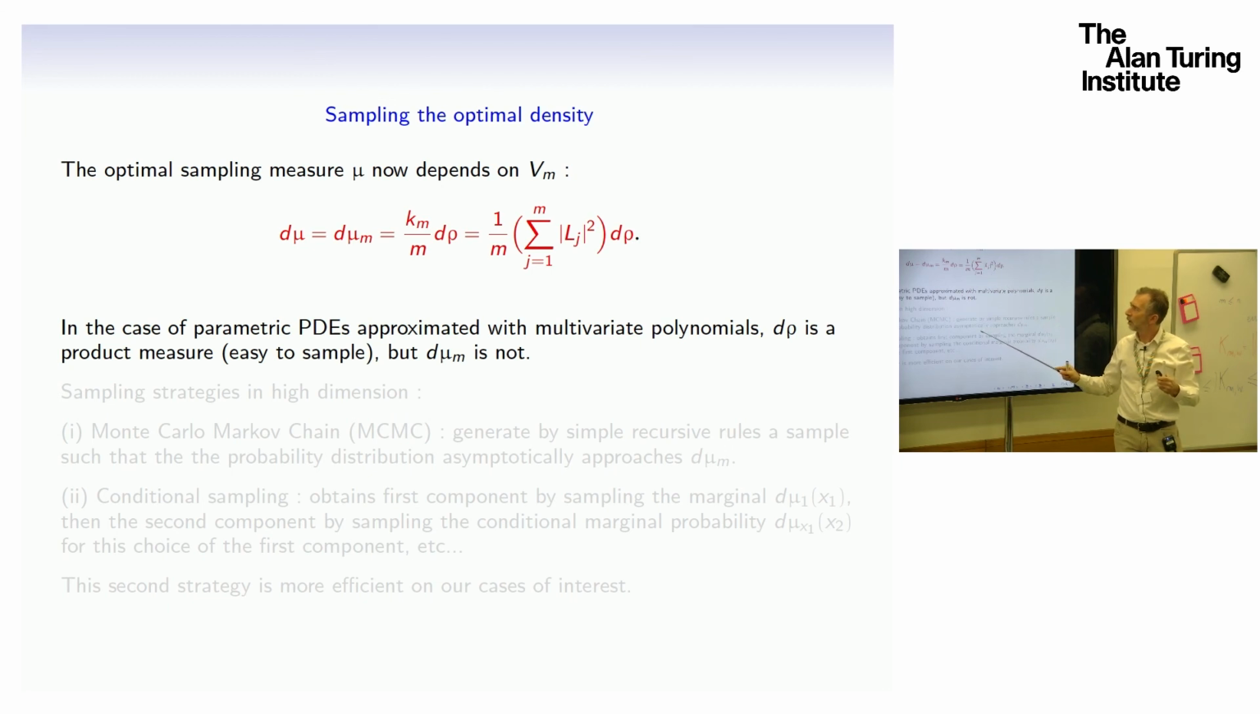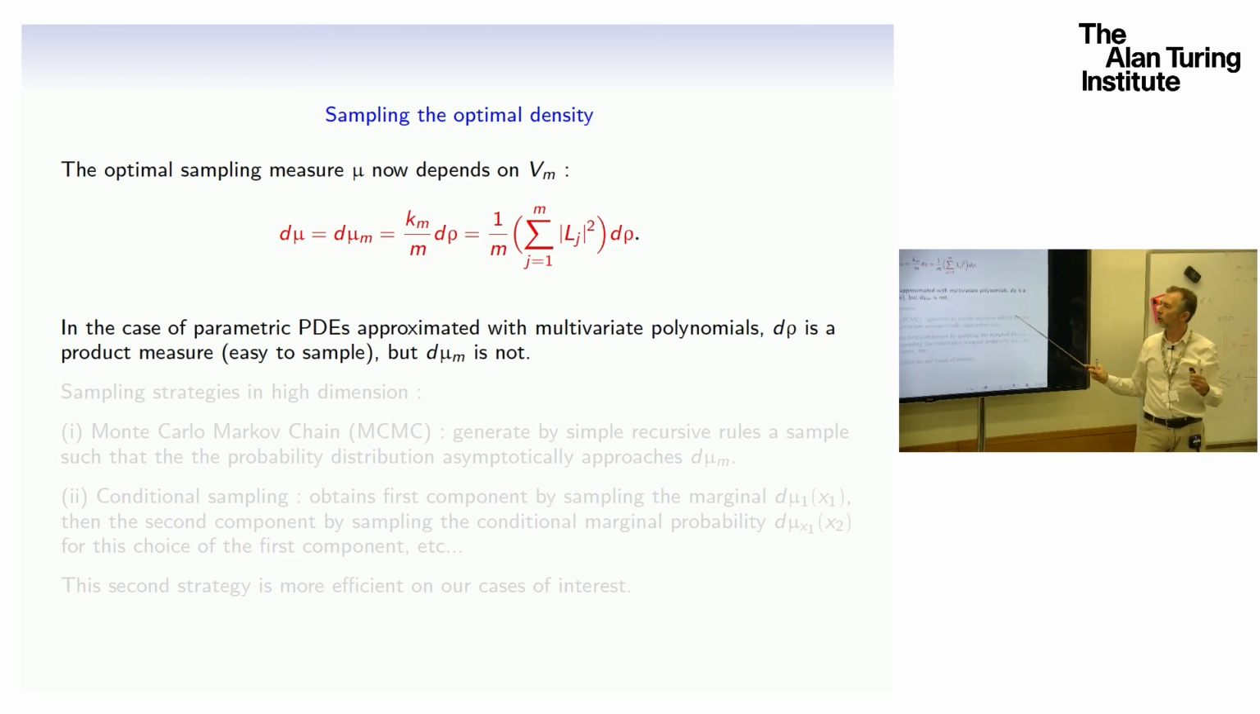and there are all kinds of issues here. Typically, in the case that I've discussed, parametric PDEs or other cases, the measure d rho is usually nicer than the measure d mu because it's going to be a product measure. So it's easy to sample. d mu is not as easy to sample, but it's not so terrible.